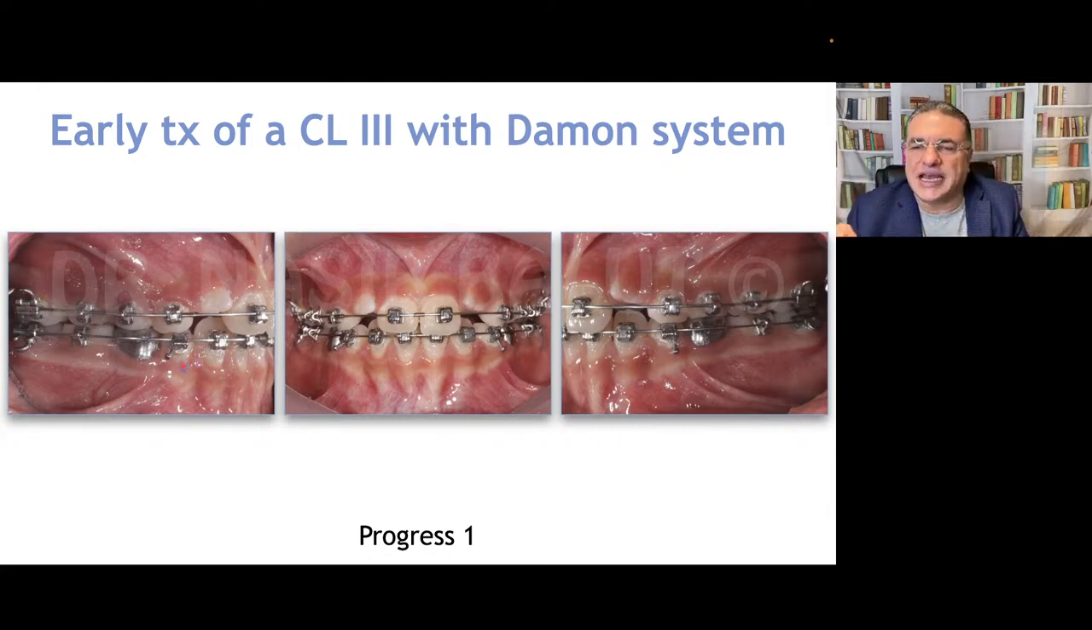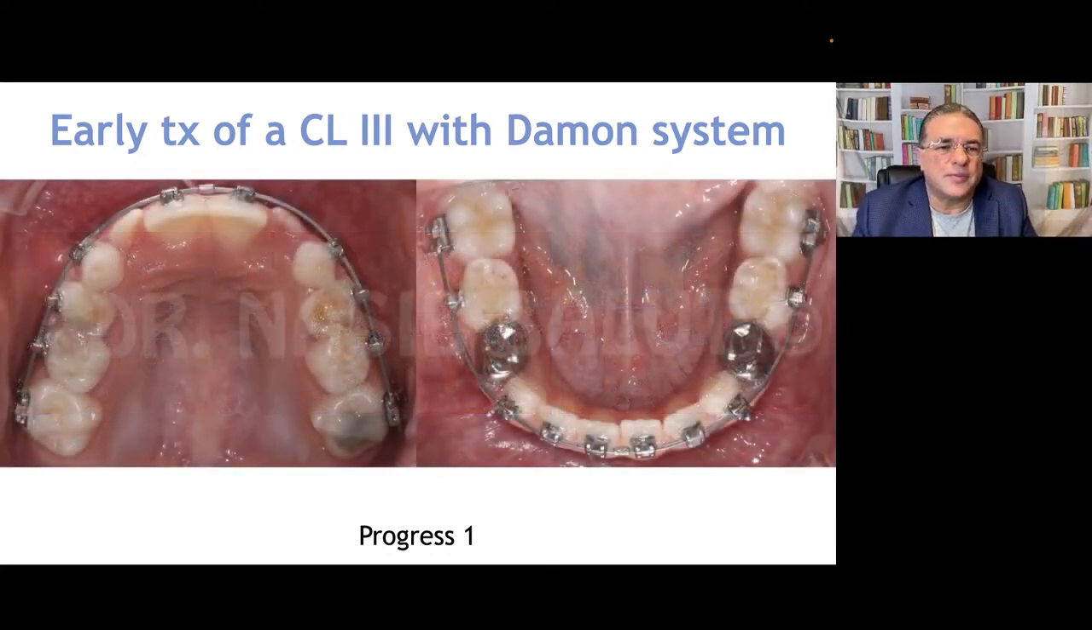And since the first appointment, we are using class 3 elastics. Light class 3 elastics, about 2.5 ounces. And this is going to help us a lot. We are getting the arch development, and we are helping with the anterior-posterior horizontal growth. This patient didn't have a transversal discrepancy, so we will get rid of the crowding very easily.